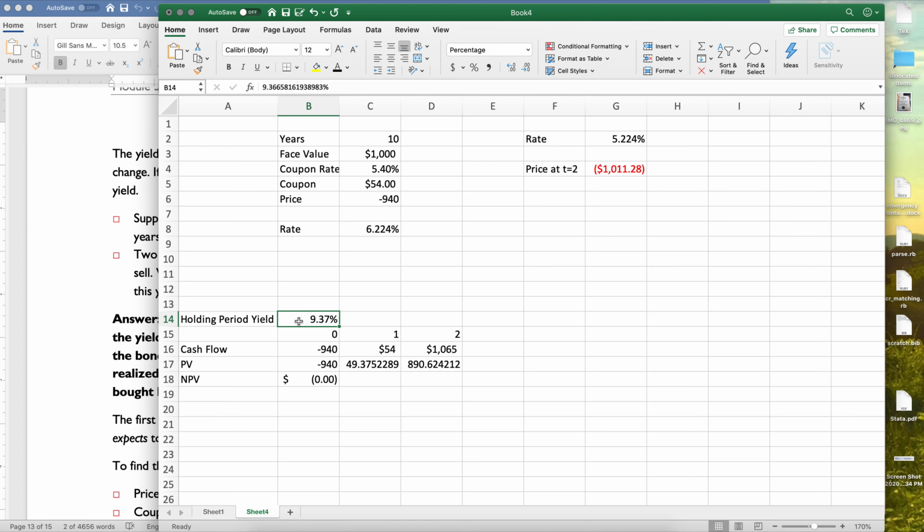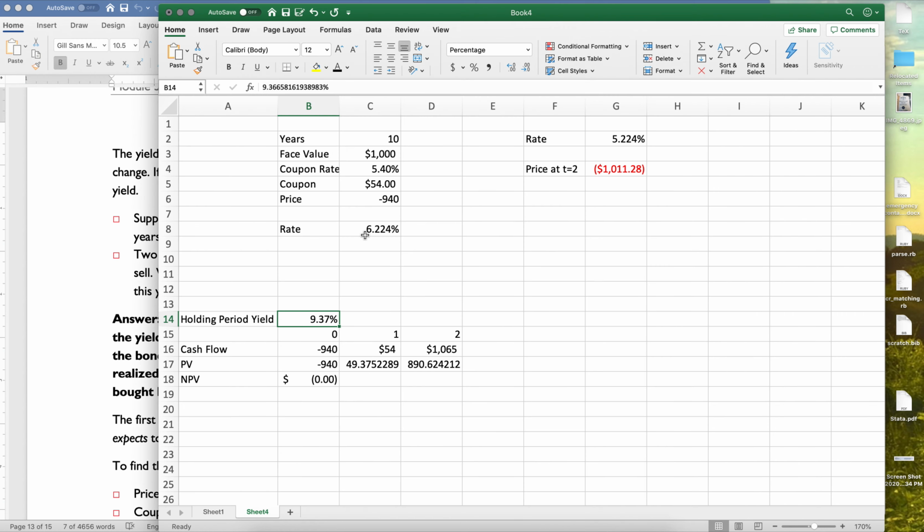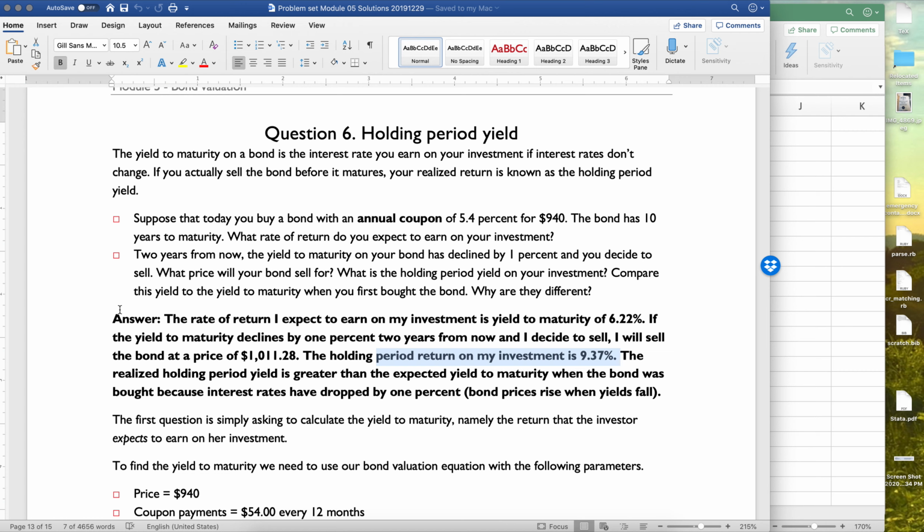And it's showing you a way that people can make money off the bond market by buying when the interest rate is high and selling when the interest rate is low. I'm sorry, when interest rates go down, price goes up, and therefore you can sort of augment your return. So the answer here is the holding period investment is 9.37. It is better than the 6.224 that I would have gotten if I had just held it to maturity.